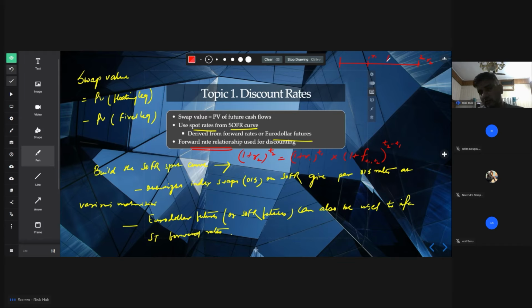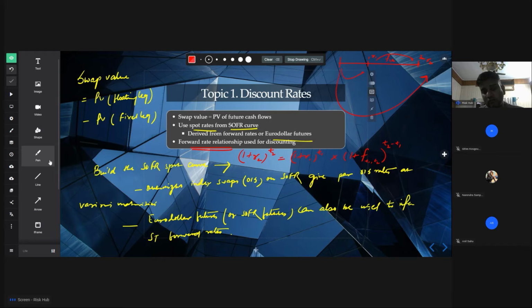And this is your F, F(T1, T2), F12, right? So F12 is the rate here, R1 is this rate, R2 is this rate. We are trying to find the relationship, and ultimately we compute each leg's present value, and we try to get the present value of floating minus the present value of fixed. That is the value of a swap.